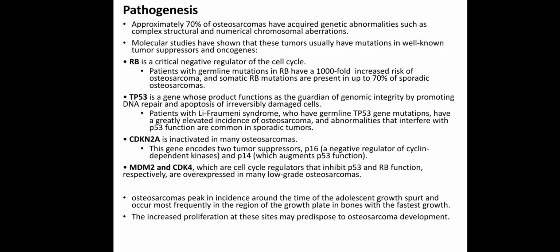هسه عندنا الأشياء المهمة هي الريتينوبلاستوما هو critical negative regulator of cell cycle. شنو يعني negative regulator؟ يعني هو tumor suppressor gene الريتينوبلاستوما. ف patients with germline mutation اللي يجون بالريتينوبلاستوما have 1000-fold increased risk of osteosarcoma. And somatic retinoblastoma mutations are present in up to 70% of sporadic osteosarcoma.